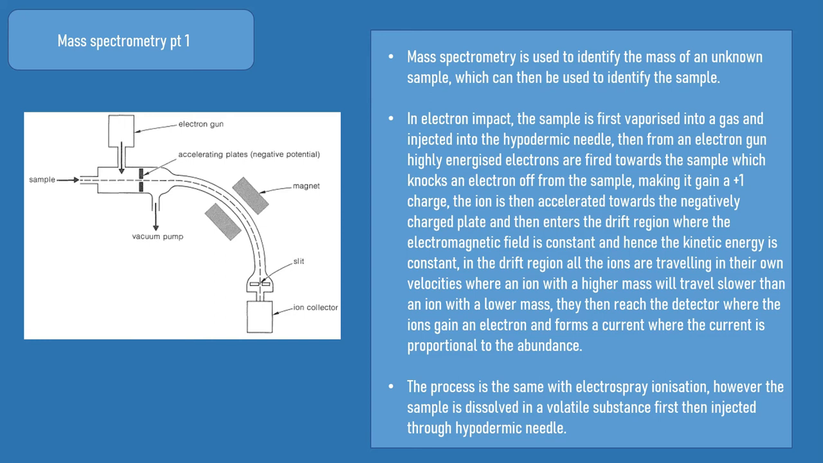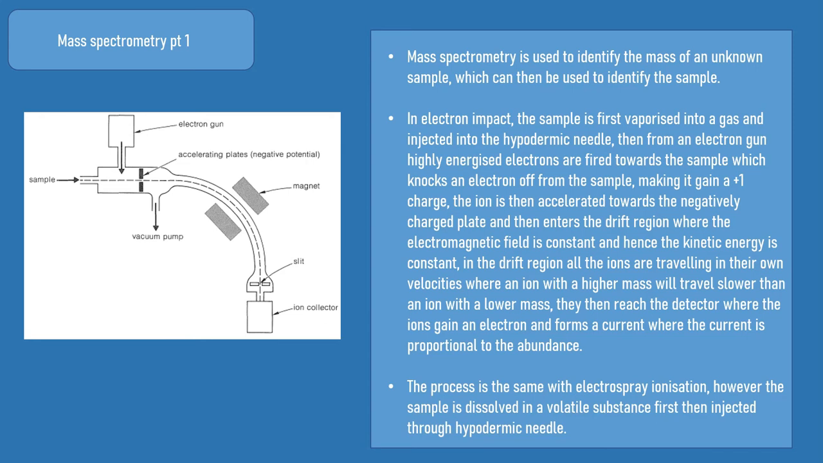We could use electron impact, where the sample is first vaporized into a gas and injected through a hypodermic needle into the ionization area. An electron gun, or a hot wire filament, is then able to fire highly energized electrons at the sample and knock an electron off, which forms a +1 ion.